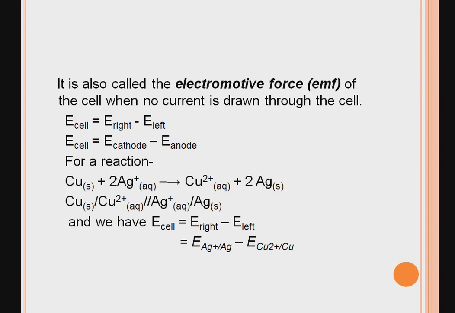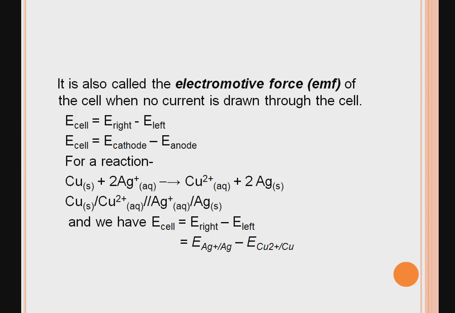Mathematically, you can calculate EMF of the cell as equal to E right minus E left. E right means reduction potential of the half cell which is on the right hand side, minus reduction potential of the half cell which is on the left hand side. Or we can say EMF of the cell is equal to E of cathode minus E of anode.